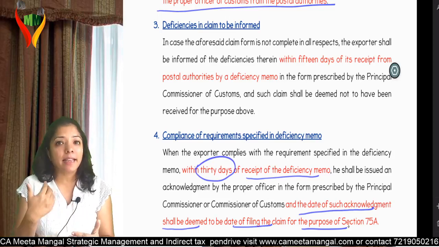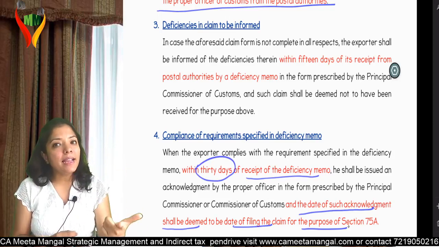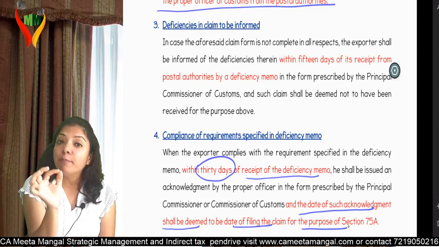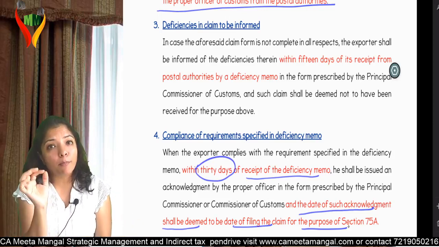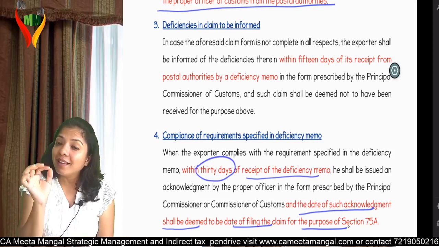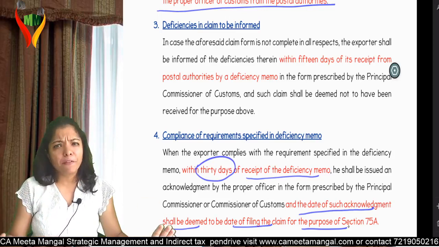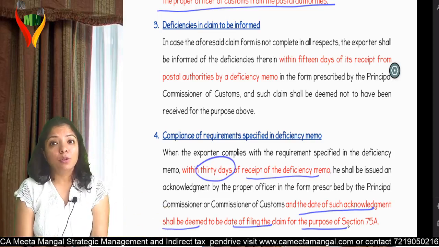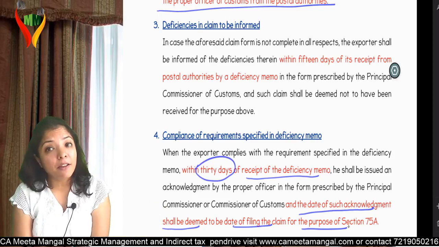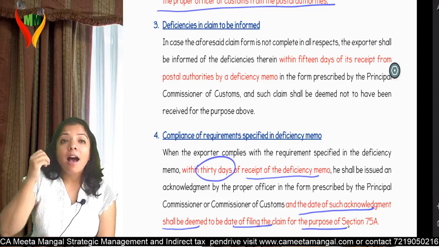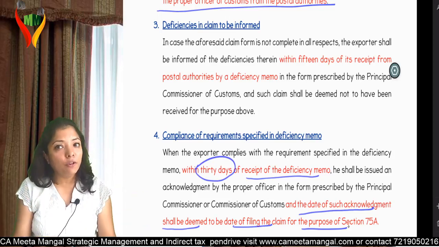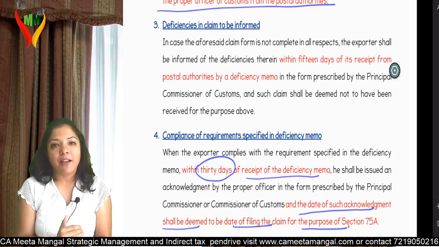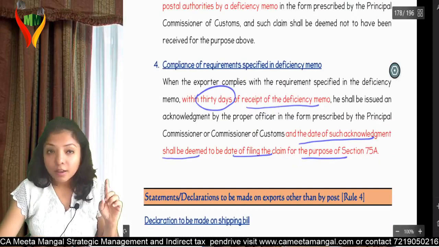I'm repeating again, simple. The day when I give it to the postal department, and the date the postal department gives it to the proper officer, that day will be considered as the date of claim. If there is a deficiency, they'll let me know within 15 days, and when I come to know, within 30 days I will have to meet the deficiency. After I meet the deficiency, I will get an acknowledgement: okay, now you have done the needful. So the date of acknowledgement will be considered as the date of claim for the purpose of section 75A. Am I clear? Rule 3 clear?